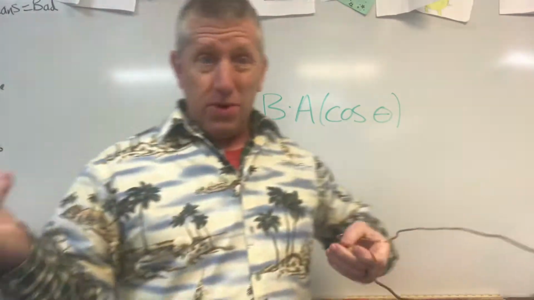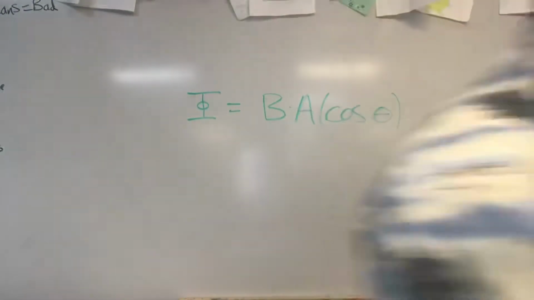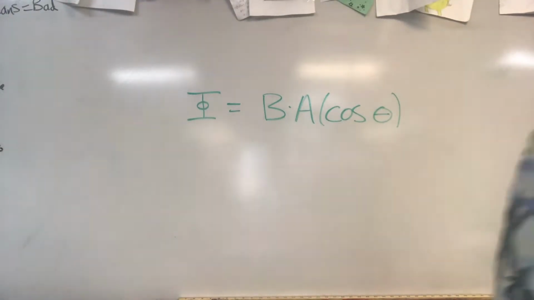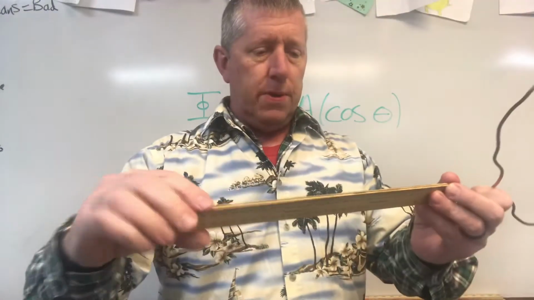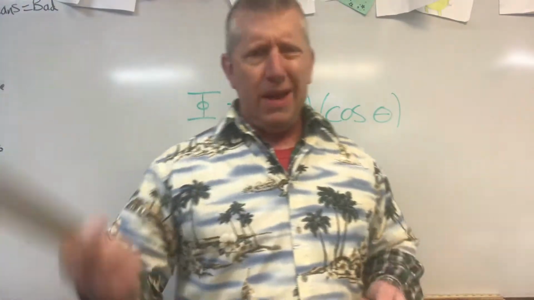Now, what is this cosine of theta thing of which you speak? Okay, so let me see. Get a ruler. Okay, here's a ruler. This one's Nikita Khrushchev. Okay, he's a ruler. Well, he's dead now. He was a ruler.